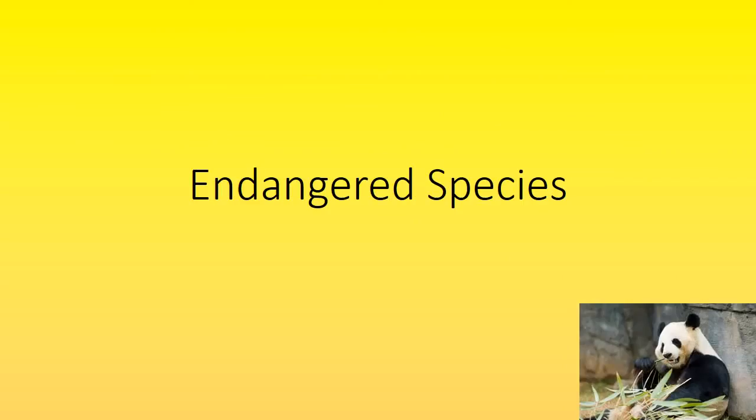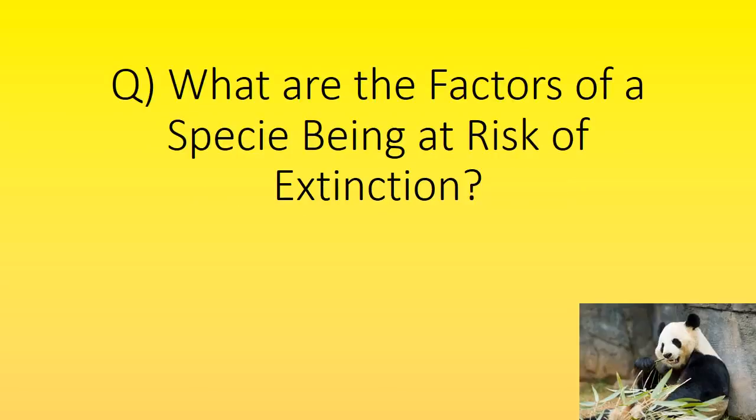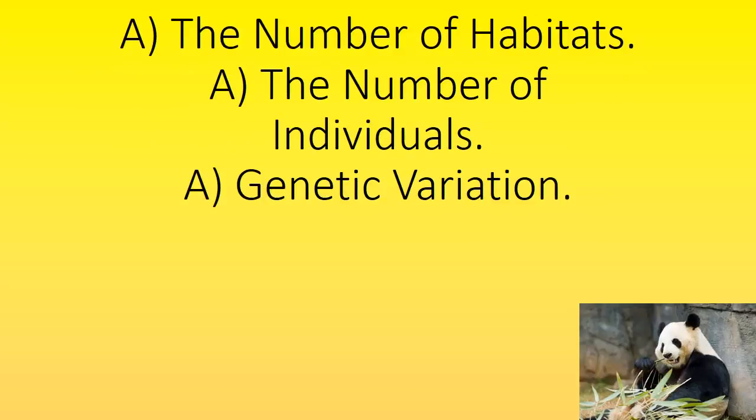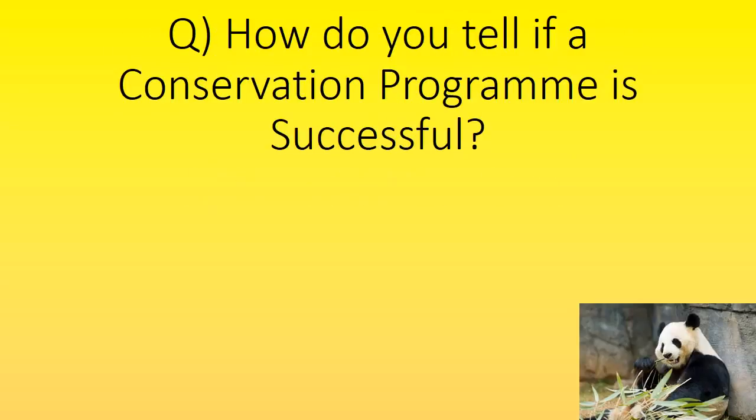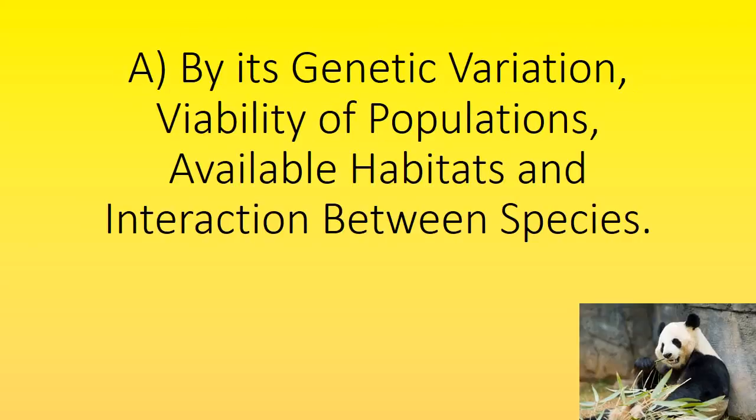Endangered species. What are the factors of a species being at risk of extinction? The number of habitats, the number of individuals, the genetic variation. How do you tell if a conservation program is successful? By its genetic variation, viability of populations, available habitat, and interaction between species.